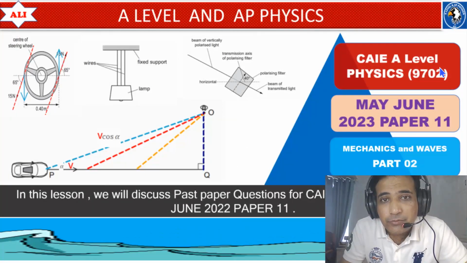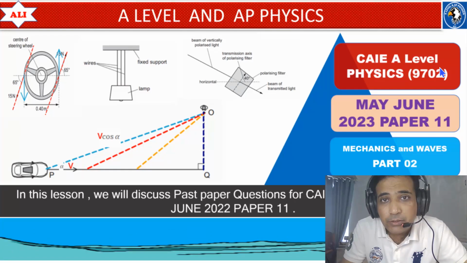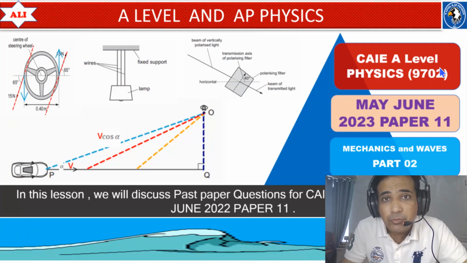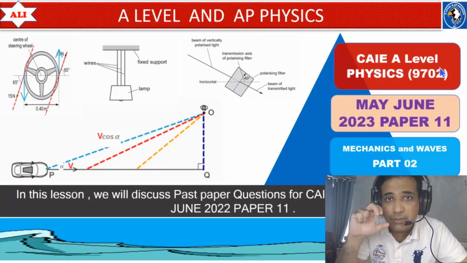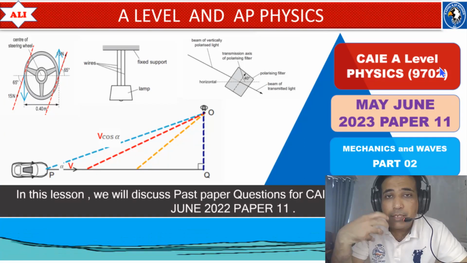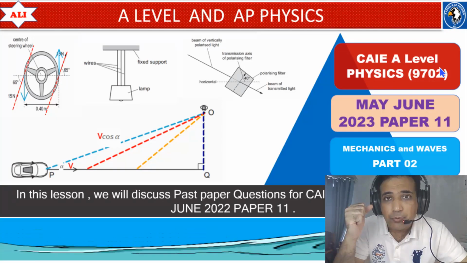In today's lesson, we will discuss past paper questions from May June 2023 Paper 1 Variant 1. Our main focus will be on mechanics and waves questions. As always, we will discuss these questions in detail so you can improve your conceptual understanding of these topics and also have a better understanding of these exam questions. Let's study together, let's improve together.